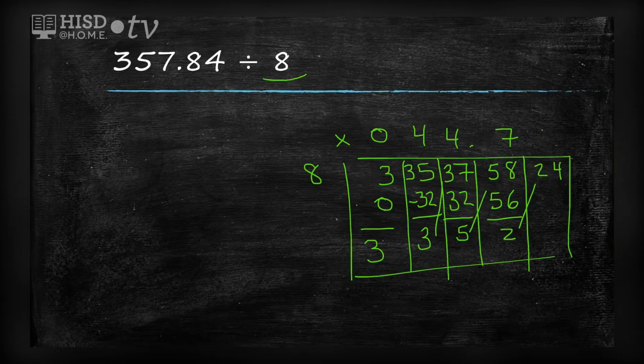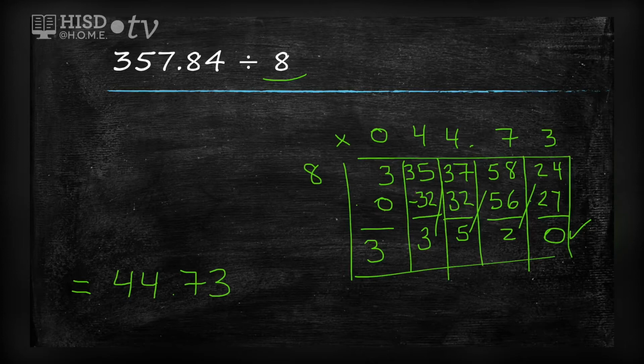And how many times does 8 fit inside of 24? That is equal to 3, and that's exactly 24. So I close my division, and my answer for this division is 44.73. So each person owes $44.73.